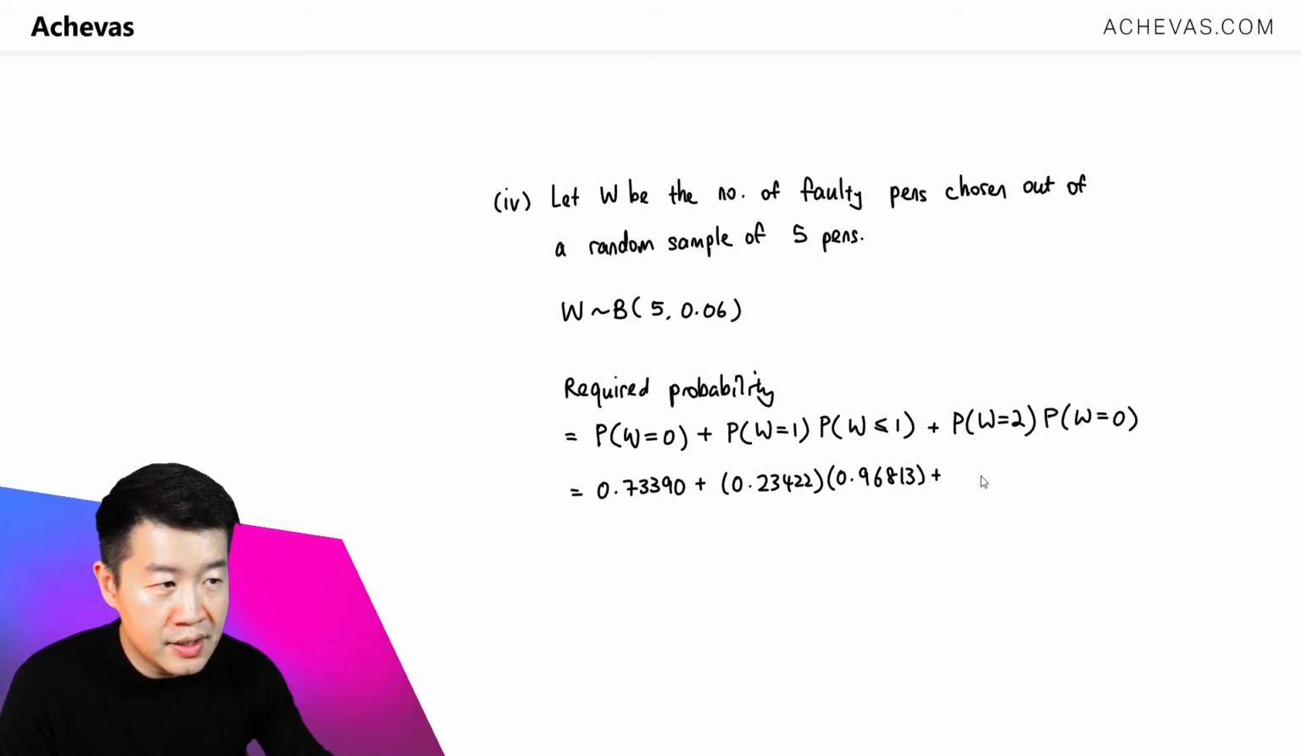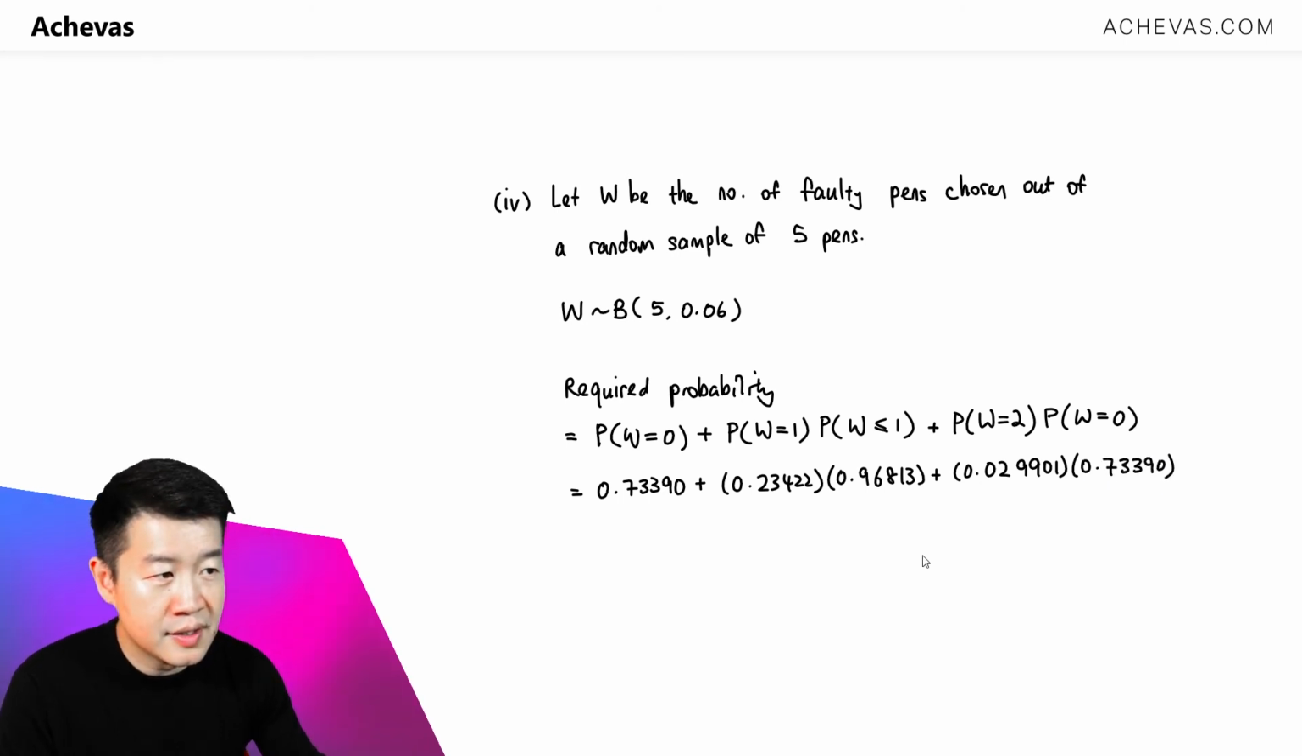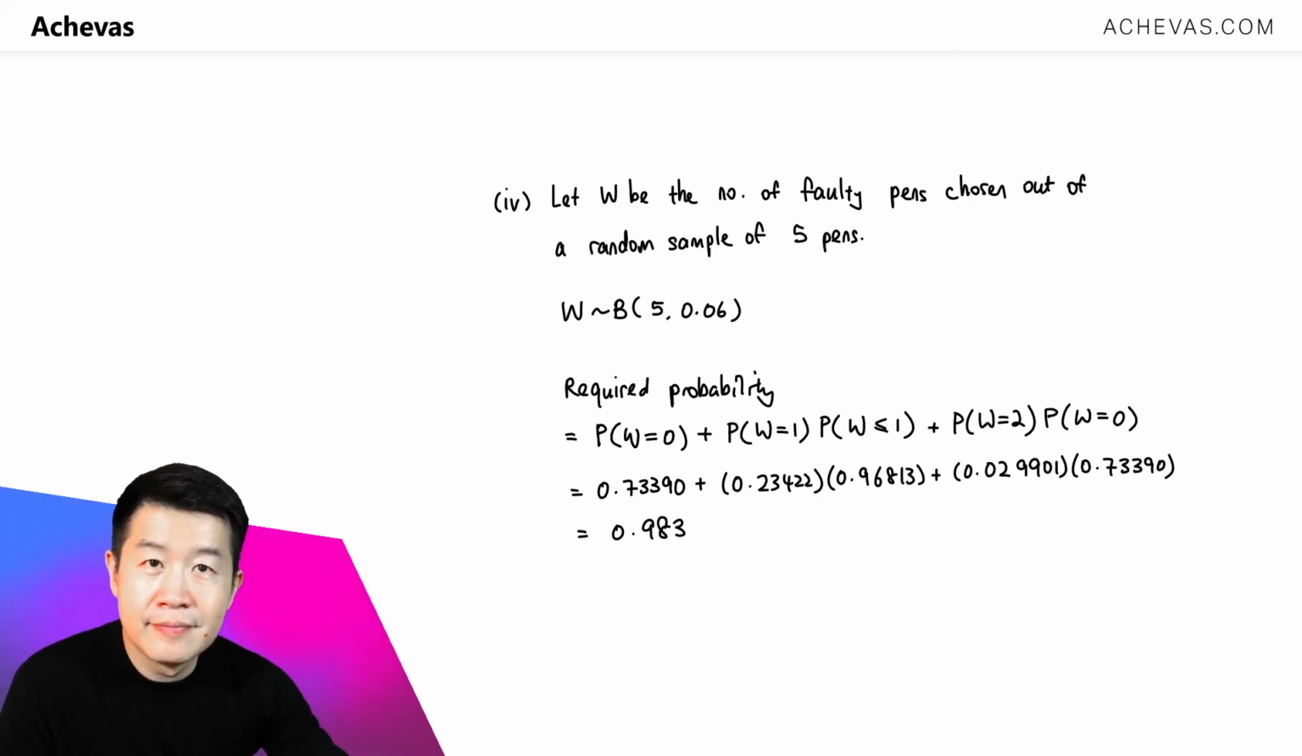0.96813. This, from the calculator, is 0.029901. As for this, in the calculator, it is 0.73390, which is the same as this. So my final answer is 0.983.